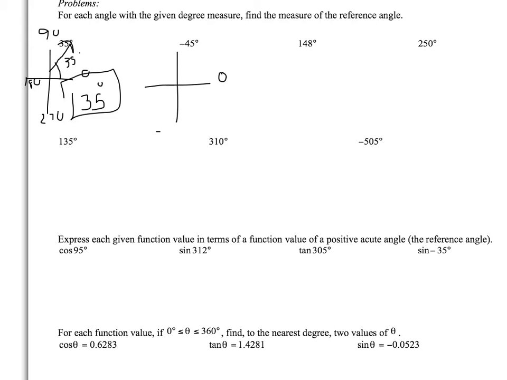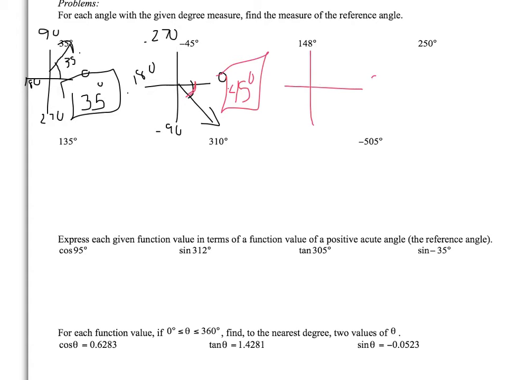Negative 45 degrees, so I'm going in a clockwise direction instead. Negative 45 is in quadrant 4. Right there is negative 45. My reference angle has to hit the line and the x-axis. It will be that same angle, but again, remember I said reference angles are always positive. So it's positive 45 degrees.